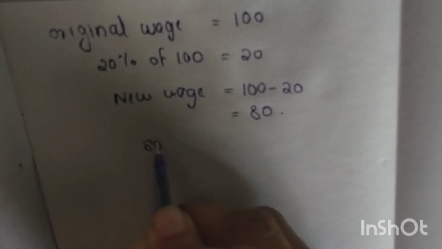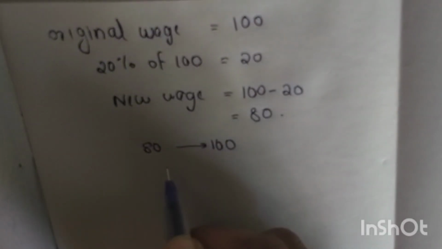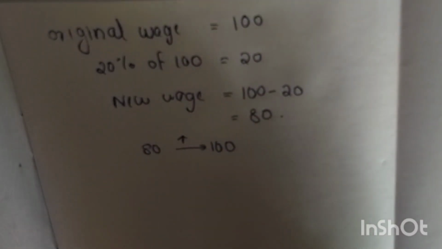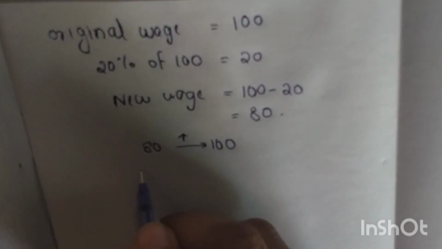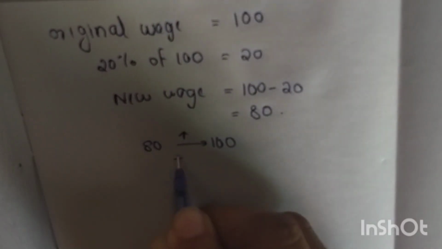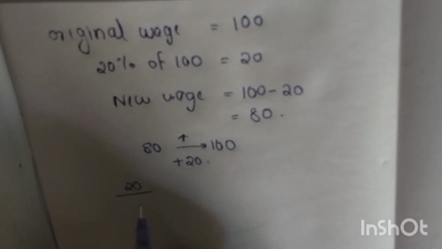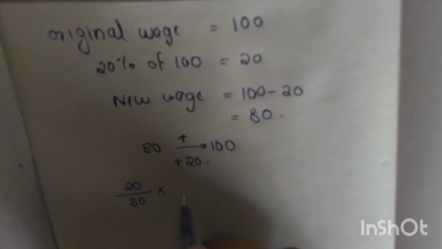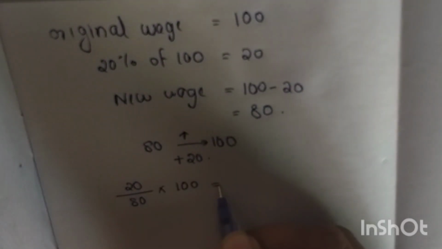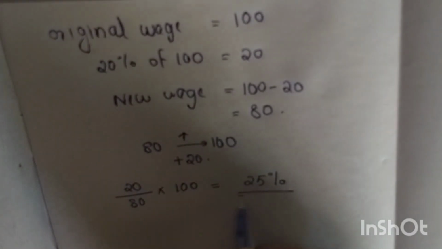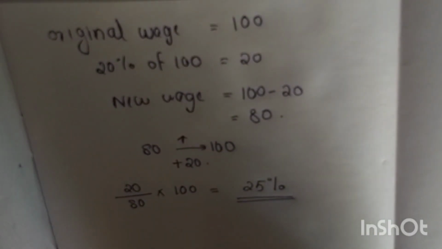To make 80 into 100, we must have an increase of the wage percentage. That percentage is what we have to find here. To get back to 100, we must increase 20 rupees. And 20 is what percentage of 80? 20 is 25% of 80. So 25% is the answer.